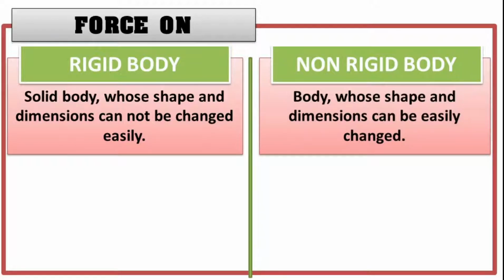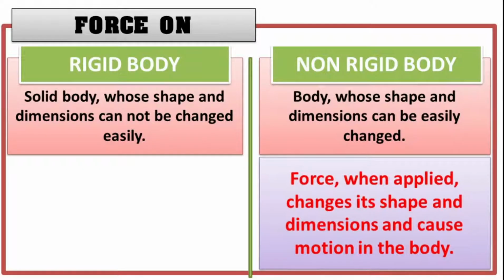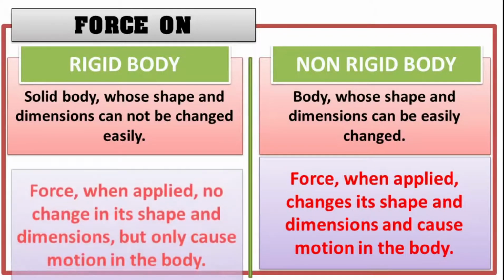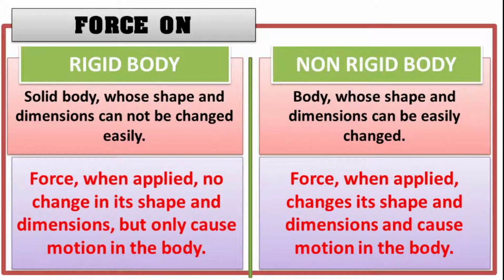For example, a balloon. A force when applied on a non-rigid body changes its shape and dimensions and causes motion in the body. And when a force is applied on a rigid body, there is no change in the shape and dimensions but it only causes motion in the body.